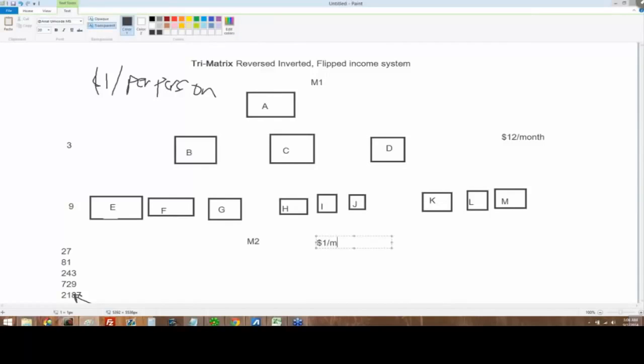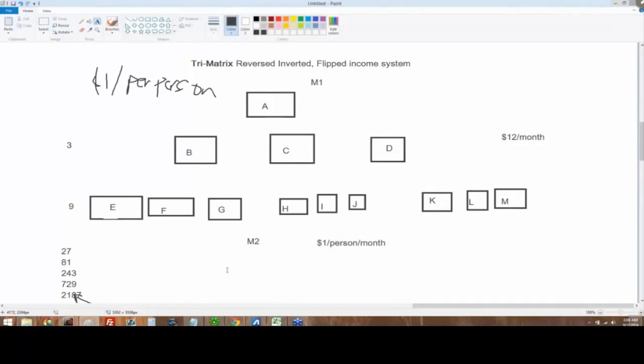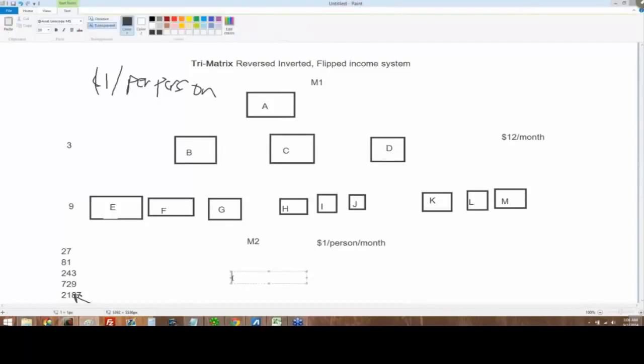M2 is the same way. It's $1 per person per month. That means now M is going to be making $12 a month, while A is also making $12 a month, even though neither one of them has recruited many people at all. Given the math behind it, there are too many people. The 2,100 people here, it's not going to be sufficient to flip it once. So then we do a second thing.